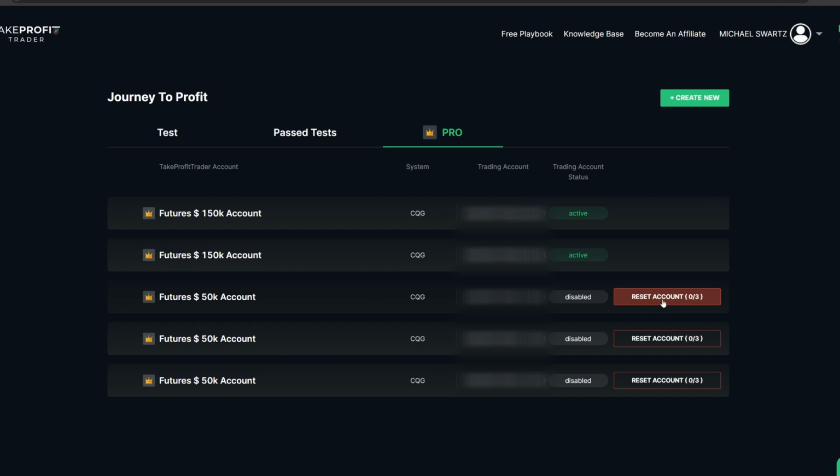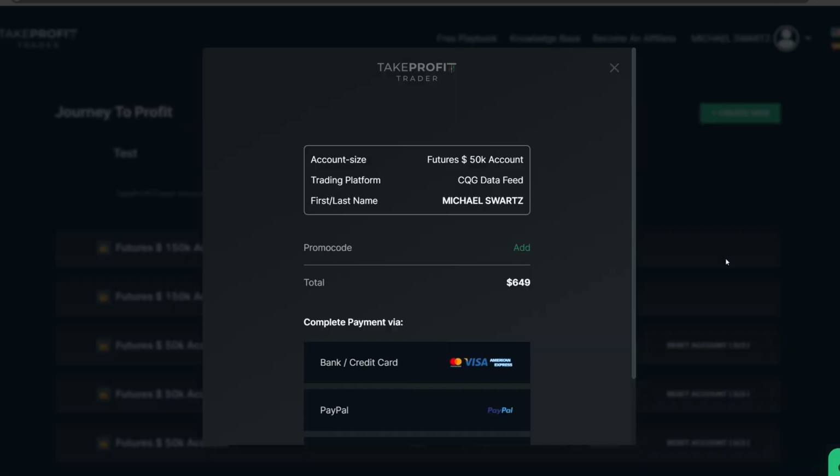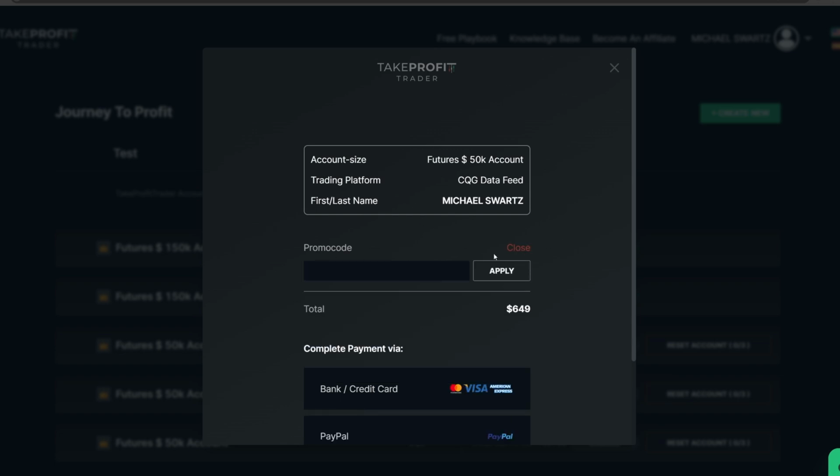Now, if I simply come right over here and click on the reset button, you'll see that it brings us to this pop-up right here where we can go ahead and check out. Basically, you have a promo code you can put in right here. However, I do not think the promo code will work. So when I enter the promo code and click apply, yikes, we get this message: please check the promo code you have entered. So again, using any affiliate links is not going to save this cost. But let's look at that, $649 to guarantee you will be back in a funded account.